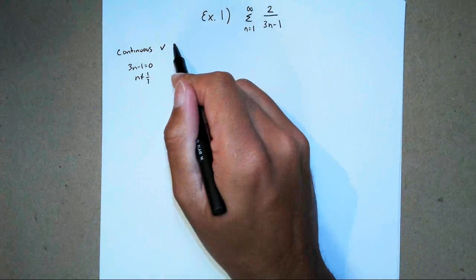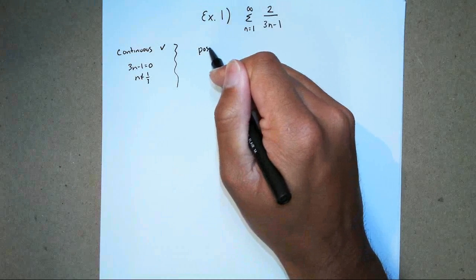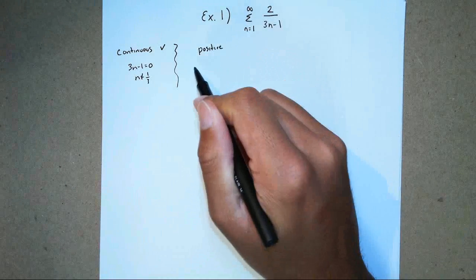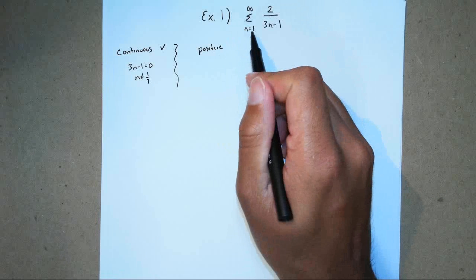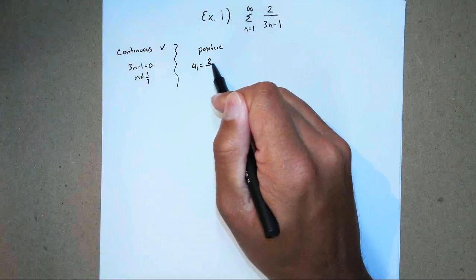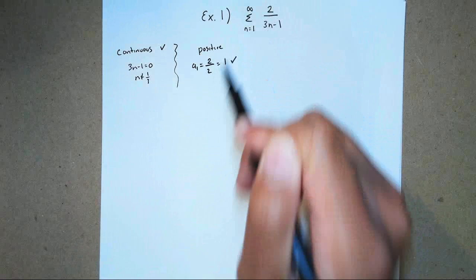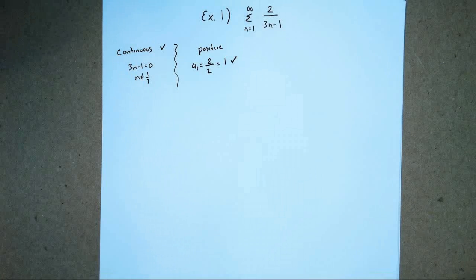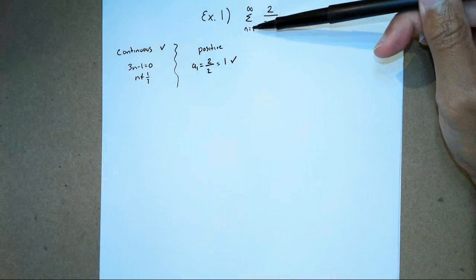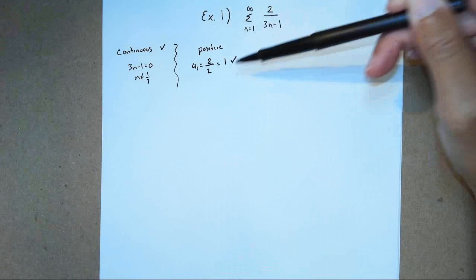Our next thing is, is this positive? Well, the one way I can figure out if it's positive is let's plug in our first term, n equals 1. So my first term is going to be 2 over 3 minus 1, which is 2 over 2, which is 1, and that is for sure positive. That checks out. And the reason why I don't have to check anything else is because no matter what number I plug in from 2, 3, all the way to infinity, that's always going to give me a positive number. So this is always going to check out.